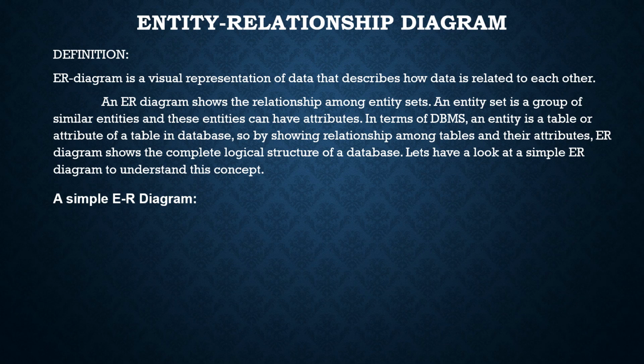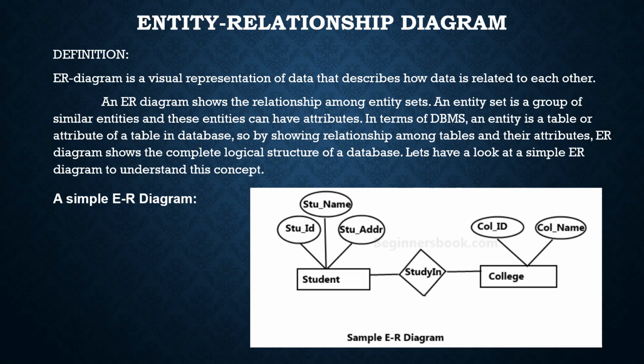So what do you mean by ER diagram? Here a simple ER diagram is given that you can take as an example. In this diagram, student and college are two rectangles that indicate the entities. Student is connected to three ellipses, or oval shapes: student ID, student name and student address. Here student is an entity, and student ID, student name and student address are attributes of that particular entity.